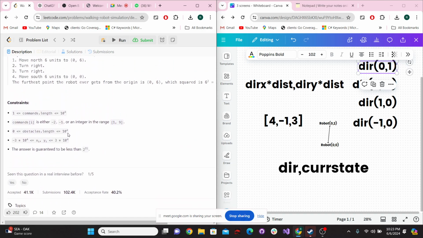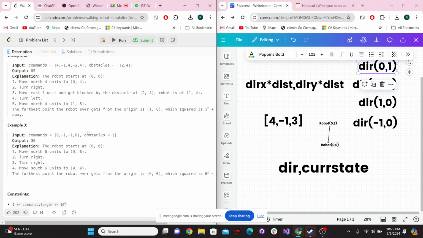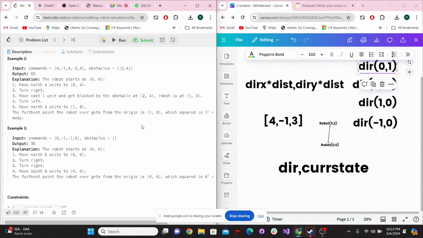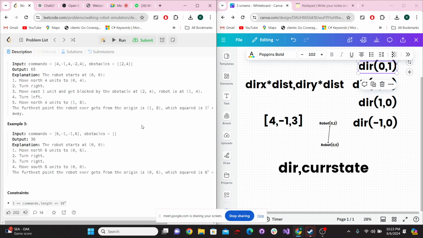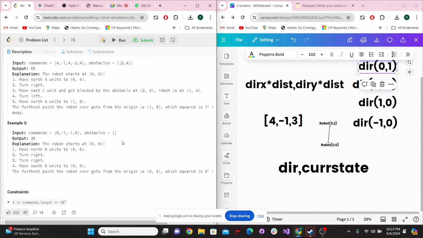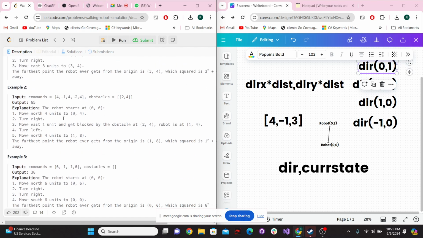So let's say the obstacle length is 10 to the power 4, right? This part is clear, right? So a brute force approach, from a to b, I'll iterate through the obstacle array and see if the x value is the same and the y value lies in between the source and the destination. Till now, whatever I've said, that part is clear to you guys, right? Then let's try to understand.